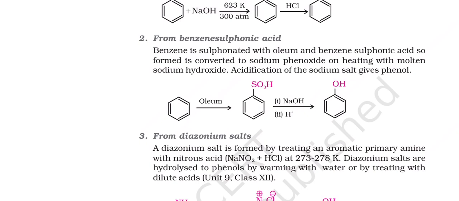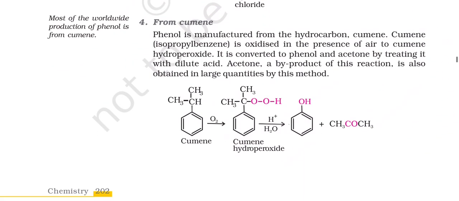From benzene sulfonic acid. Benzene is sulfonated with oleum and benzene sulfonic acid is converted to sodium phenoxide on heating with molten sodium hydroxide. Acidification of the sodium salt gives phenol. From diazonium salt. A diazonium salt is formed by treating an aromatic primary amine with nitrous acid. Diazonium salts are hydrolyzed to phenols by warming with water or by treating with dilute acids.